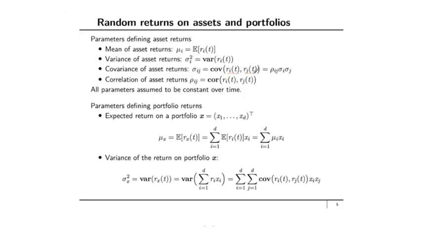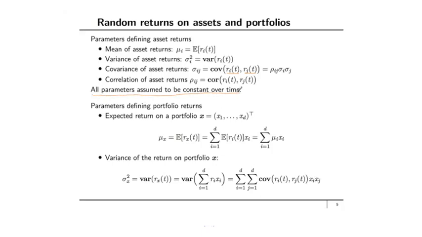The covariance between the asset returns is the covariance between a random return on a particular asset i and an asset j. Correlation, again, is between two assets, and there's a relationship between covariance and correlation. Covariance is nothing but the correlation times the volatility of asset i and the volatility of asset j. All parameters are assumed to be constant over time.